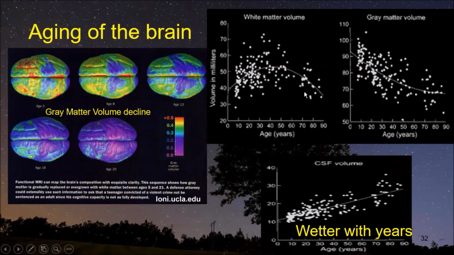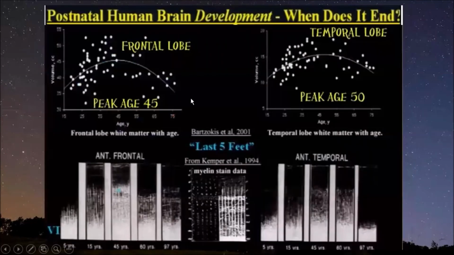For the brain, there's the white matter one I showed you a moment ago. There's a gray matter decline, just dropping. And here's the cerebral spinal fluid, just filling the gap, taking the volume, getting wetter through the decades. If you go to the local areas, the frontal lobe looks like its peak age is 45. Again, this data is old, it's 20 years old, so I would think it's probably more like 50 now. The temporal lobe will be 55 or maybe even past that.